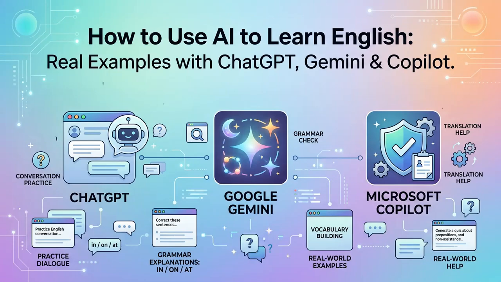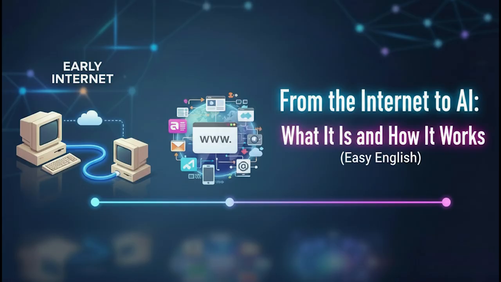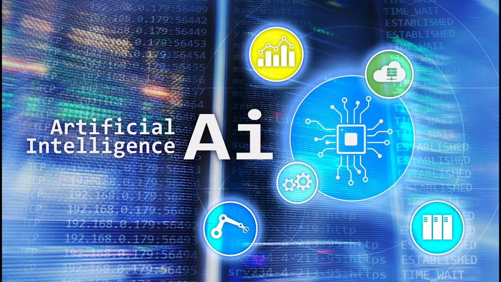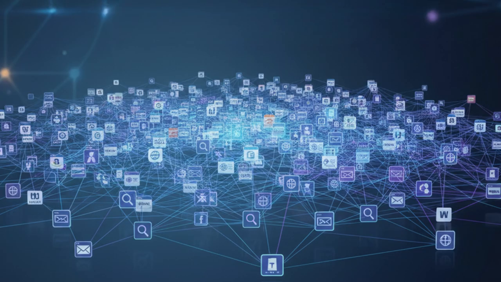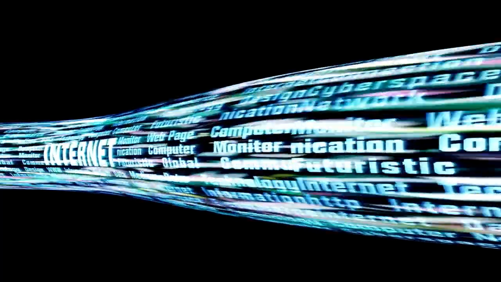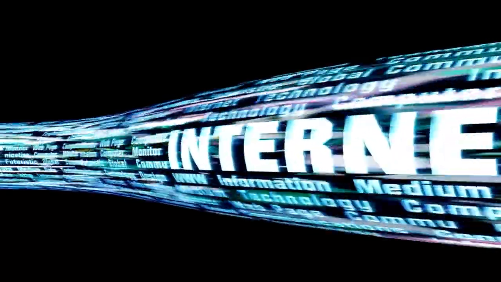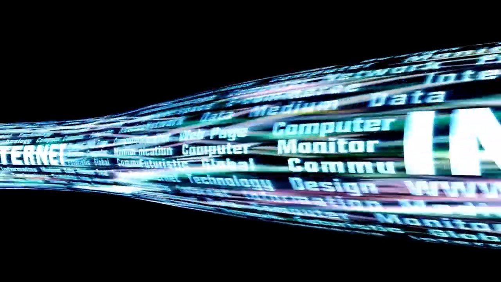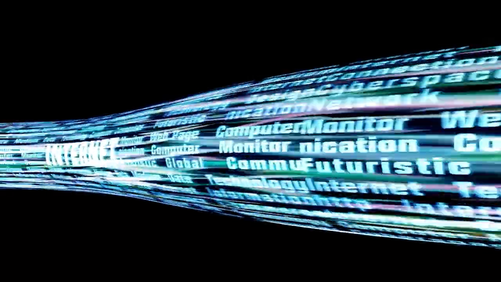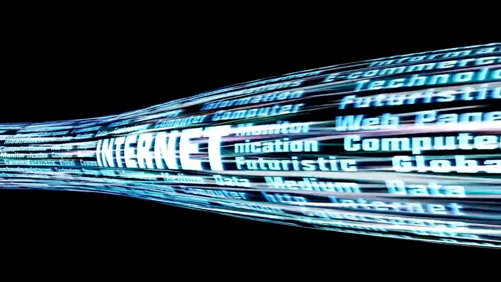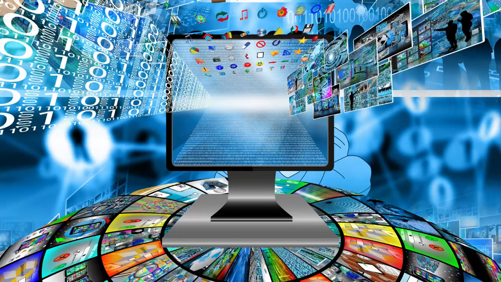In my last video titled, What is AI? How the Internet Led to Artificial Intelligence, we explained that AI is basically a computer program that learns from lots and lots of information to form patterns that help it provide information, answer questions, or help you understand something. But understanding AI is just the first step. The next question is, what can AI actually do? Well, it can do a lot.